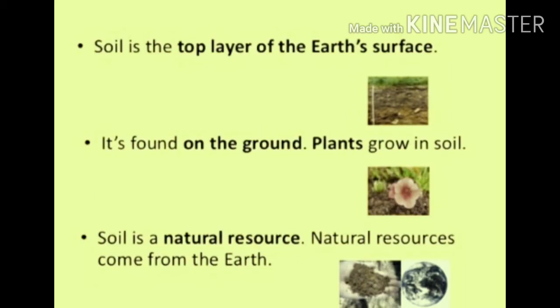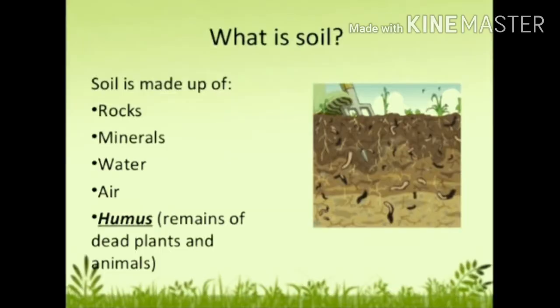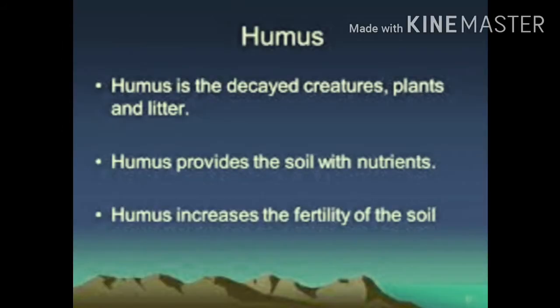Soil is an important natural resource which plays a very vital role in sustaining life on Earth. It is the topmost layer of the Earth's crust and is a mixture of the biotic and abiotic components of the Earth. It is made up of powdered rocks and dead and decayed remains of living things called the humus. The humus gets mixed up with the top layer of the soil, making it fertile in the process.